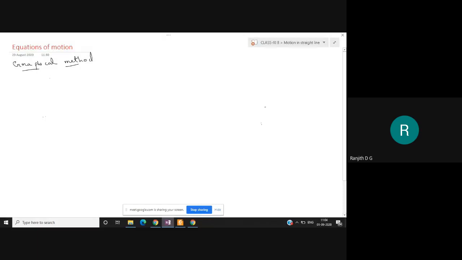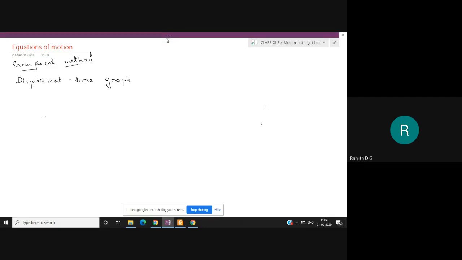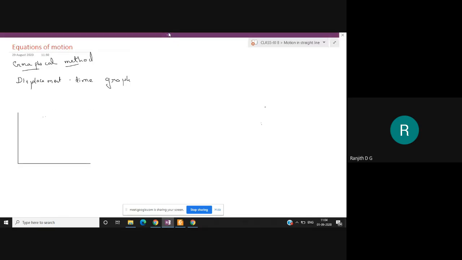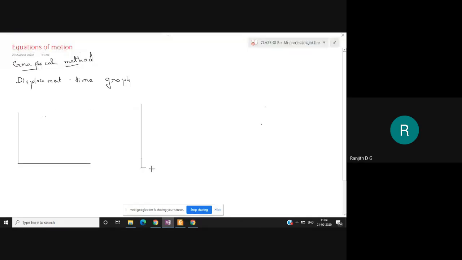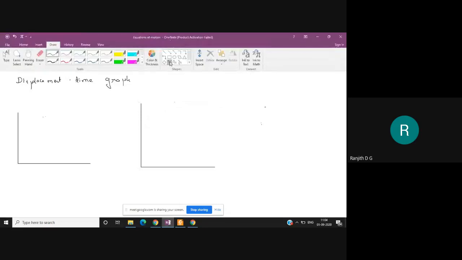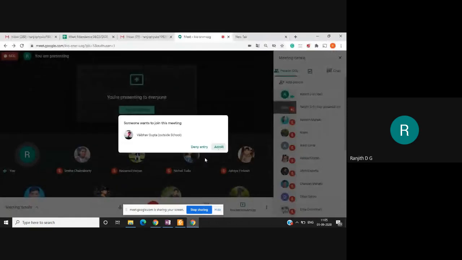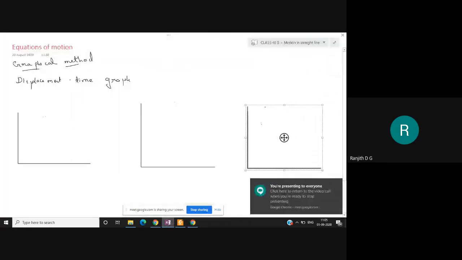So for the graphical method, the first thing you need to know is the displacement time graph. I'll take three cases for the displacement time graph. One case for uniform motion, one case for an object at rest, and another for non-uniform motion. For this, I will plot the graph and discuss now.